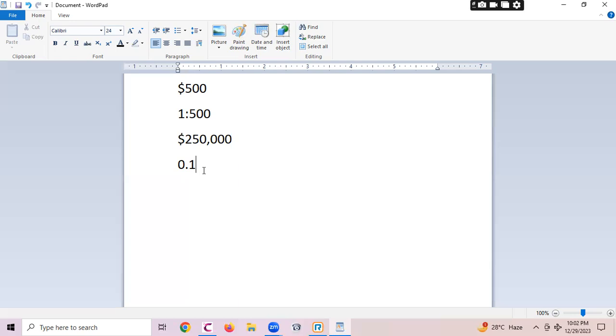0.1 is 10,000 units. So if $1 will be able to purchase 500 units, how many dollars will be required to purchase 10,000 units? $20. That is what will be required to purchase 10,000 units worth of currencies.